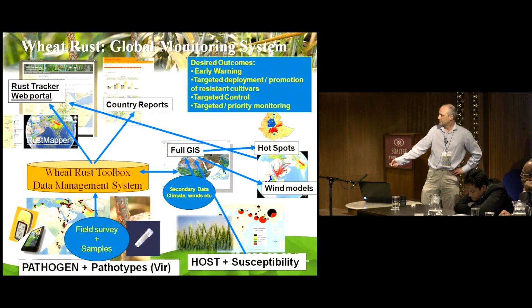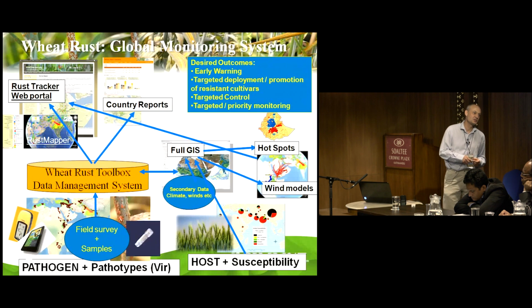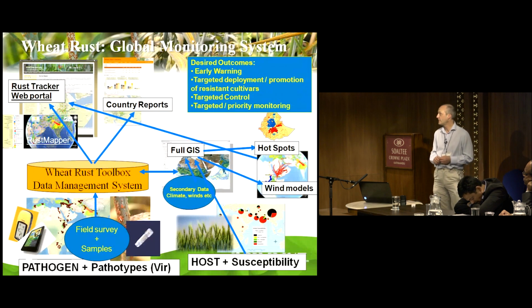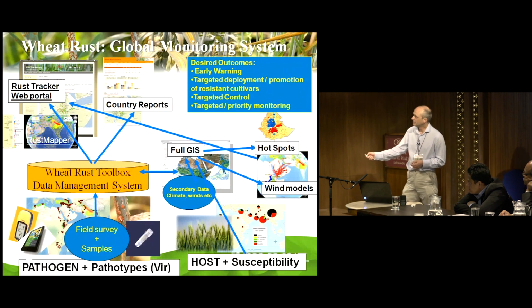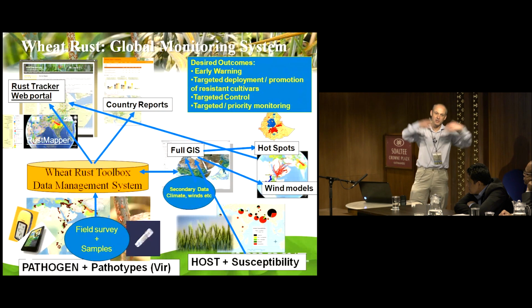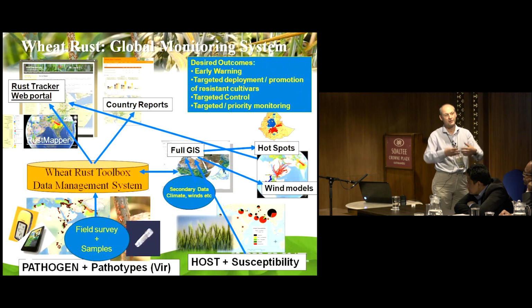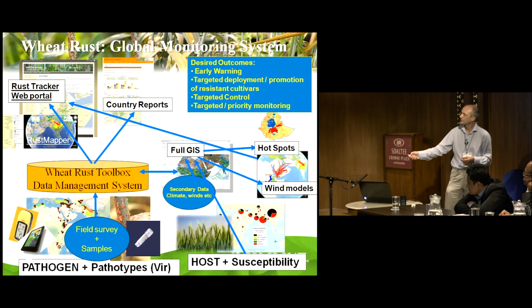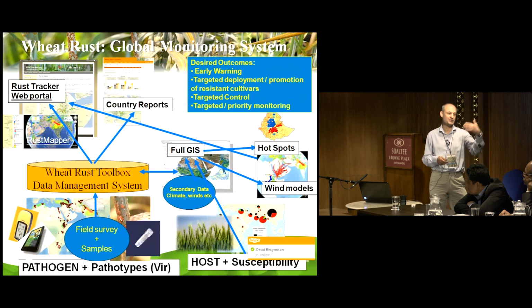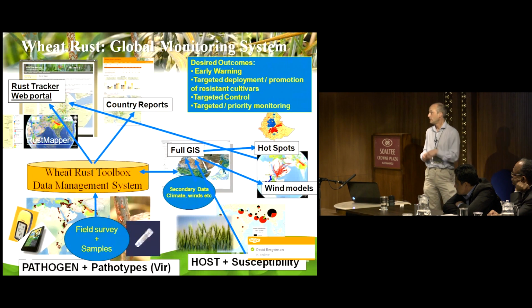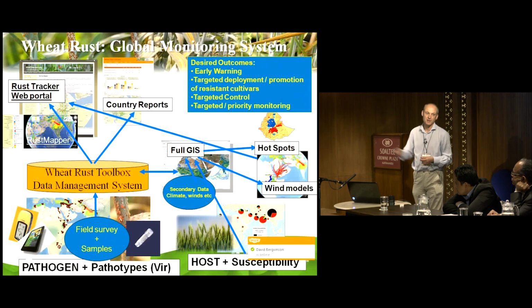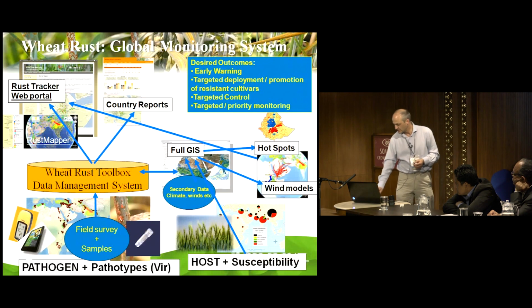Then with the data management system, we can connect that to GIS systems, to modeling systems, and there we can derive added value products from raw survey data. And then we have an information dissemination part. So we have a web portal we call Rust Tracker. We have country-specific information that's accessible within the toolbox. And then there are also other useful websites, which I'll talk about a bit later on, so people can get access to the information.